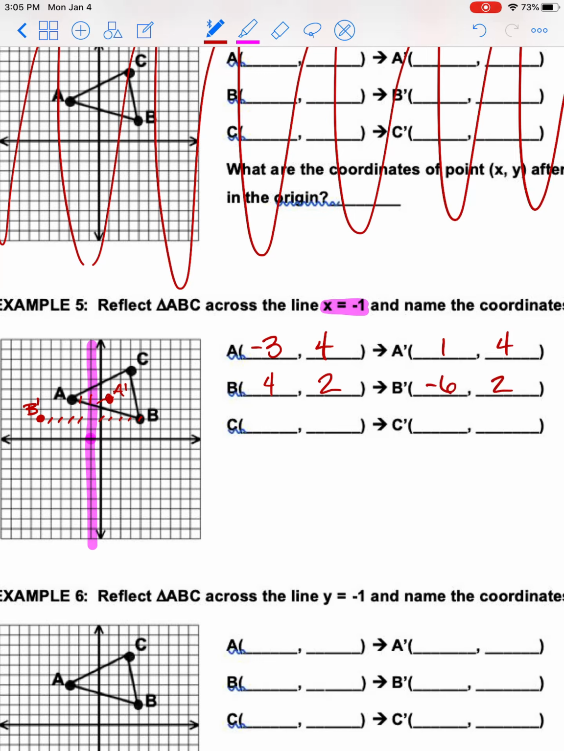We can see that our y values aren't changing here, but our x values are, and they're not just having a sign change or anything like that. So that's why we didn't write a pattern down for these. And so I'll let you go and finish point C here in a minute. Let's do one more together.